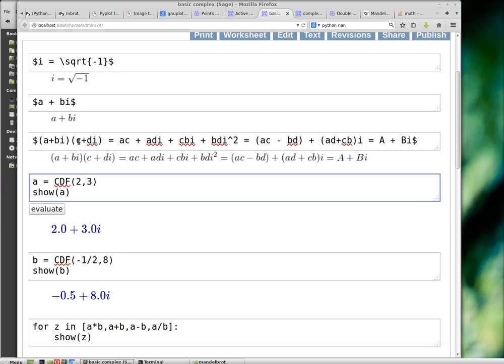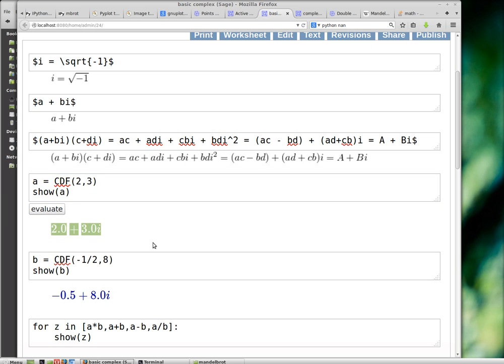And another way to think of a complex number is that it's just a pair of real numbers. Instead of writing this out, you could just say a comma b. And that's what's happening here. I'm defining this complex number to be 2, 3, and that just means 2, and the imaginary part is 3. The imaginary part is the thing that's multiplied times i.